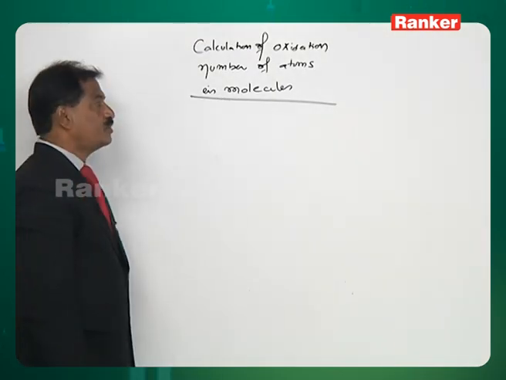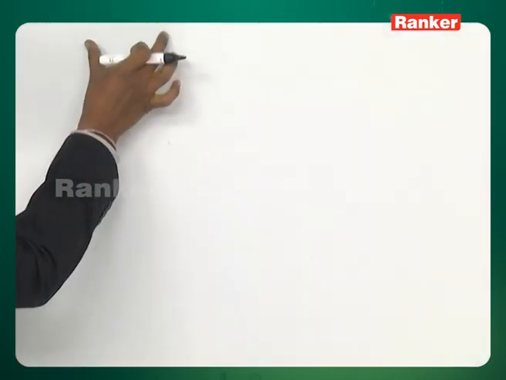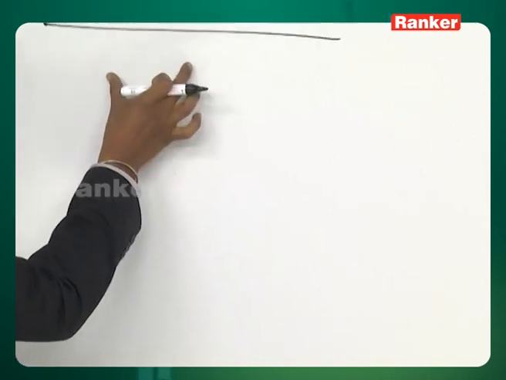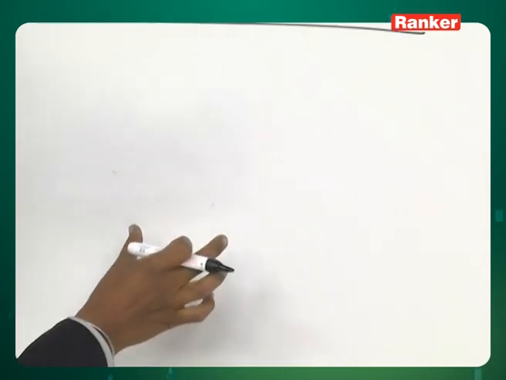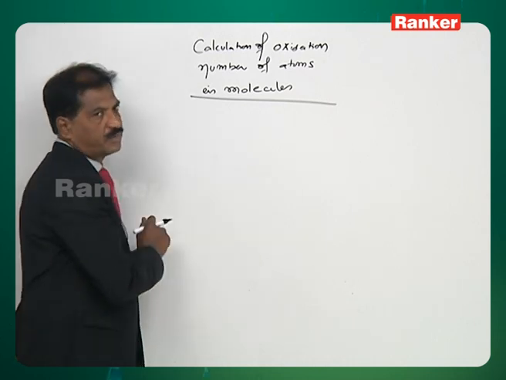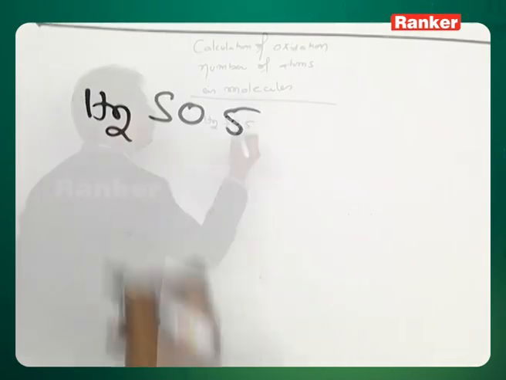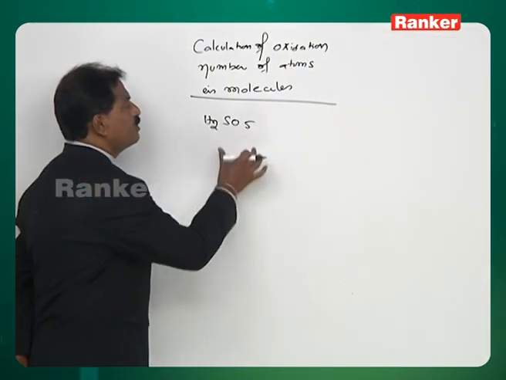Next, oxidation state of the sulfur compounds. In sulfur compounds, again, only for certain sulfur compounds can we apply the rules. For the majority of sulfur compounds, the rules are not applicable. For example, the given compound is H2SO5. If you apply the rules, we will get one particular value.